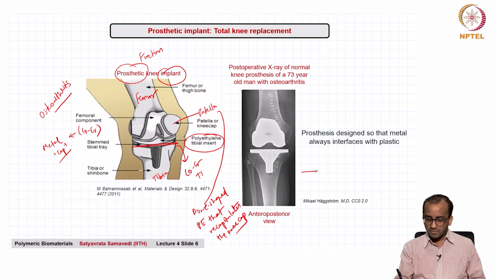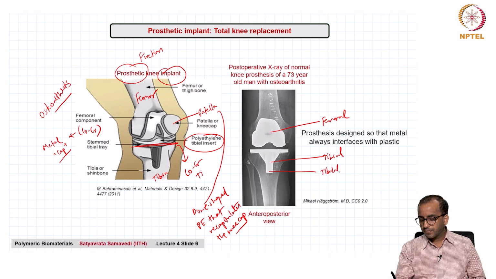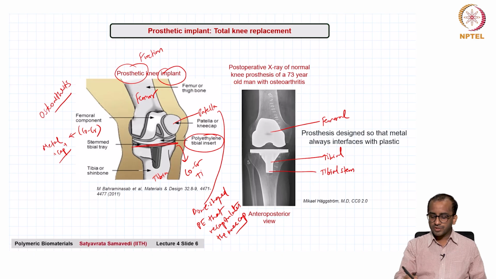So, shown here is a post-operative X-ray of a normal knee prosthesis, where you typically see these components that we talked about, which is the femoral component. This is the tibial component. This is called the tibial stem. And what you don't see on the X-ray, of course, is this gap region in between, which is where the polyethylene liner sits.